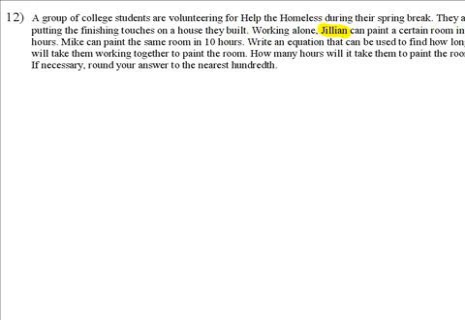Working alone, Jillian can paint a certain room in 5 hours. Mike can paint the same room in 10 hours. Write an equation that we use to find how long it will take them working together to paint the room, and then how many hours will it take them to paint the room together. If necessary, we're supposed to round this off to the nearest hundredth.